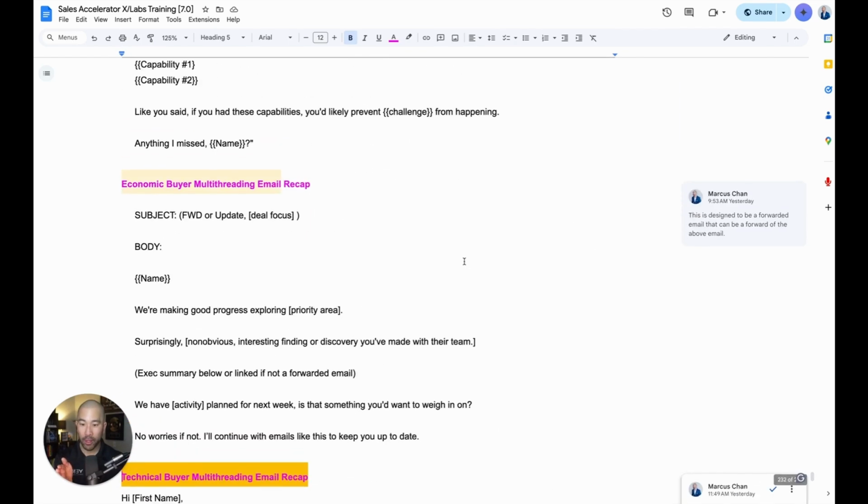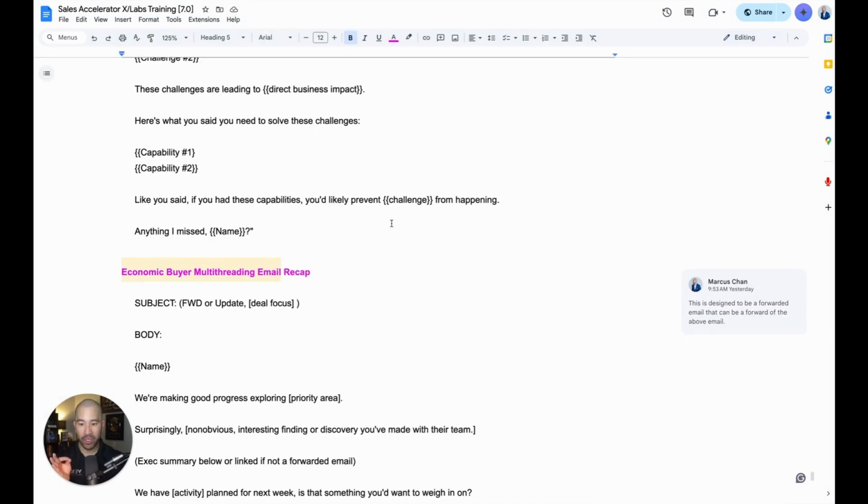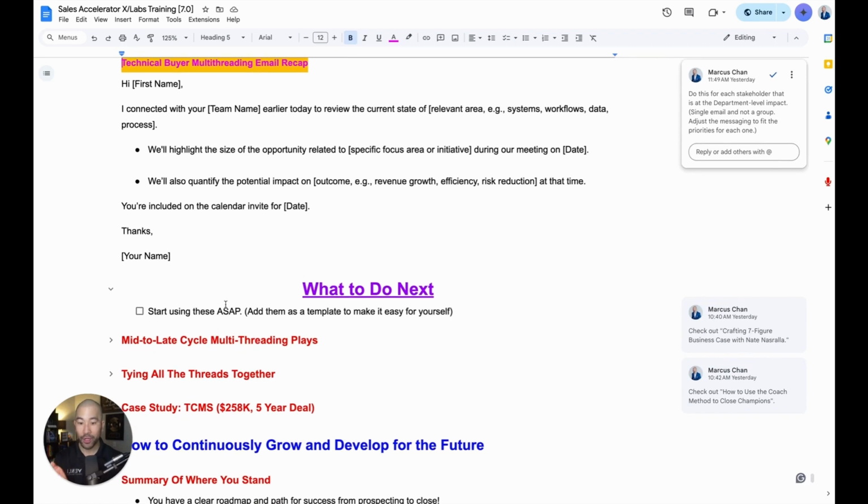These emails, by the way, are all listed inside the black box as well in the post-discovery email. So you can start utilizing them literally ASAP right now. Okay, let's talk about what to do next. Very simple. Start using them, okay?